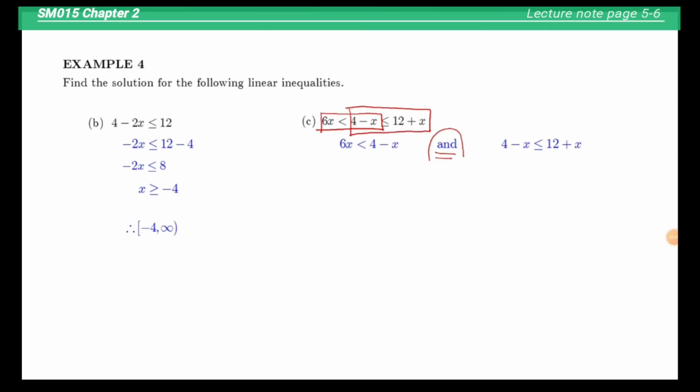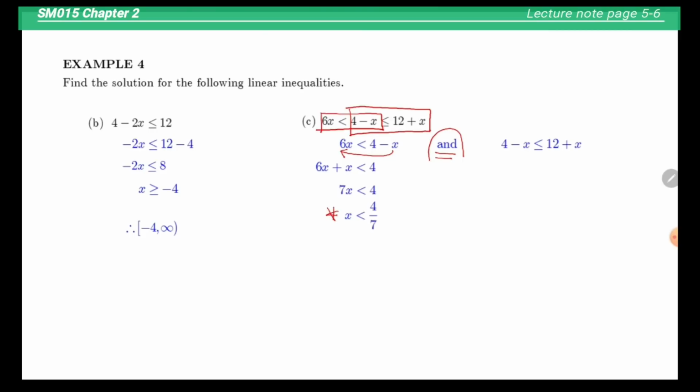I want to start with the left hand side. For the left hand side here, we have 6x less than 4 minus x. So you need to solve them by bringing the x to the left hand side. So we combine here 6x plus x less than 4. Now we have 7x less than 4, and now x is less than 4 over 7. This is the answer for the left hand side.